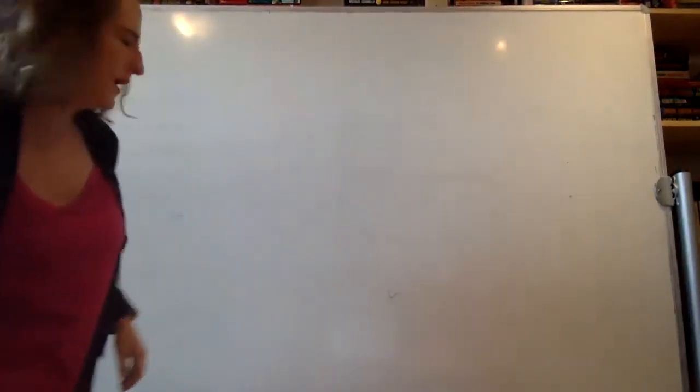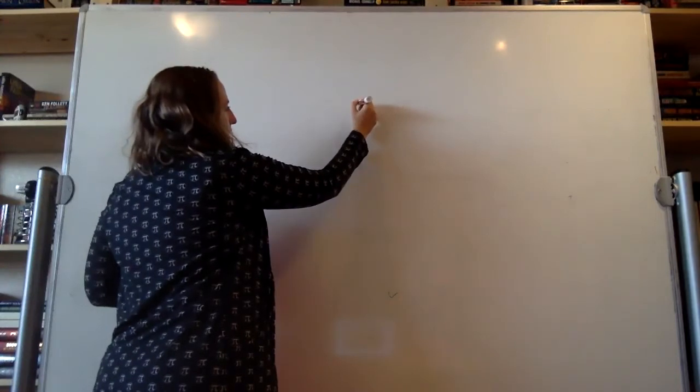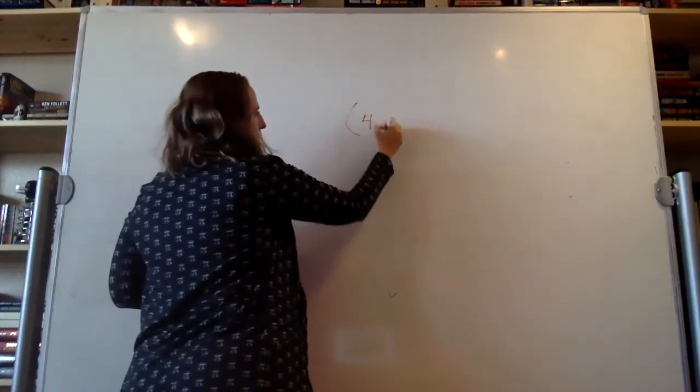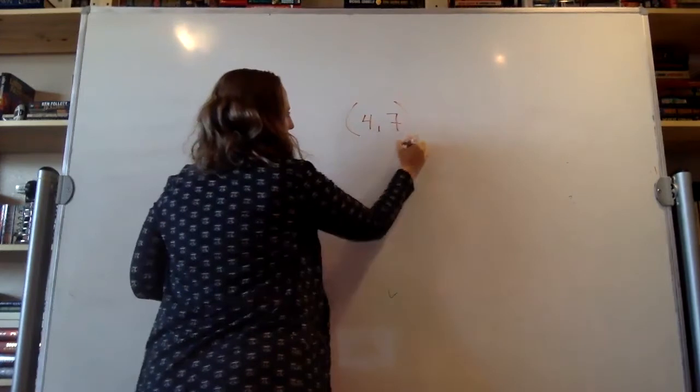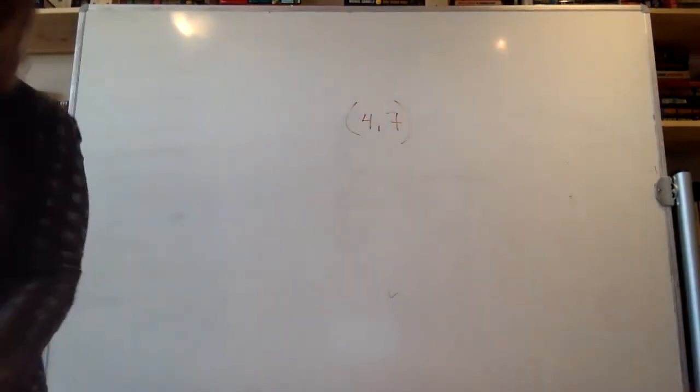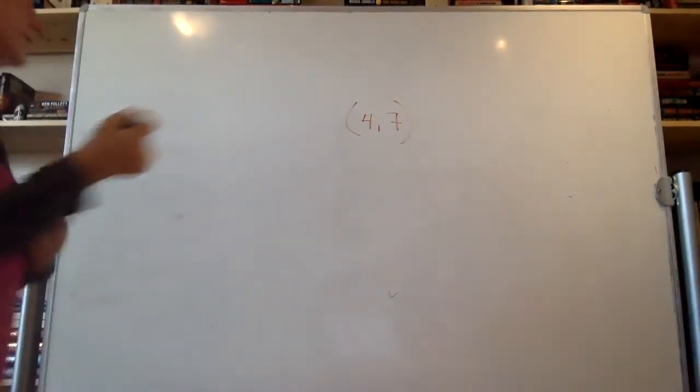What if we're given an interval and asked to sketch a graph? So let's try and sketch (4, 7). And notice that I used parentheses on both of those. That means neither one of them is included.